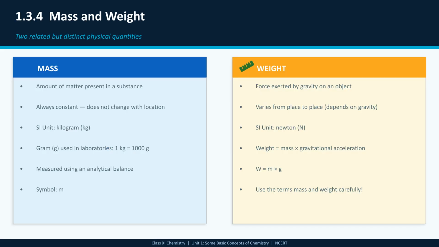Mass and weight are distinct quantities. Mass is the amount of matter in a substance and is constant. It is measured in kilograms or grams. Weight is the force of gravity on an object and varies with location. It is measured in newtons.